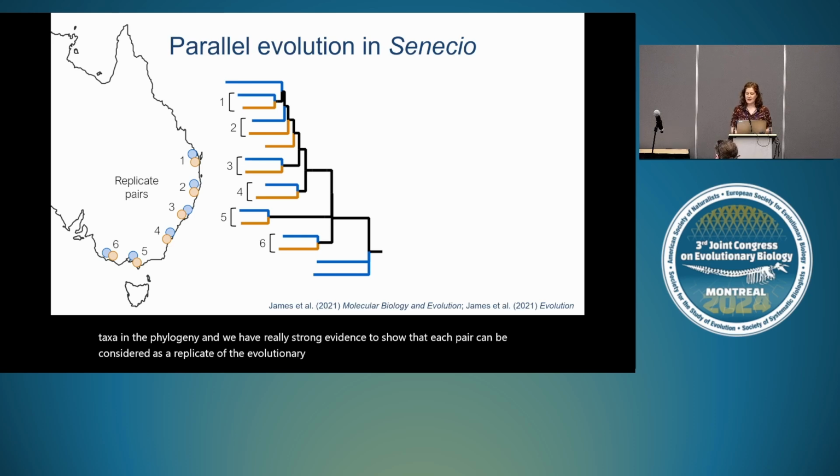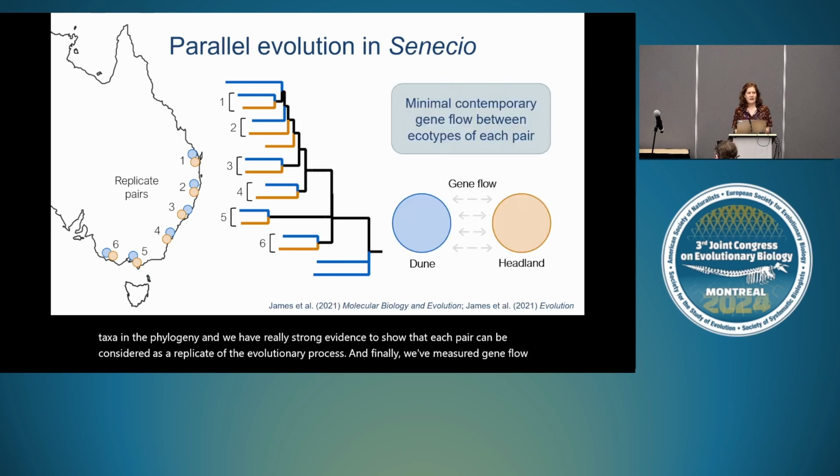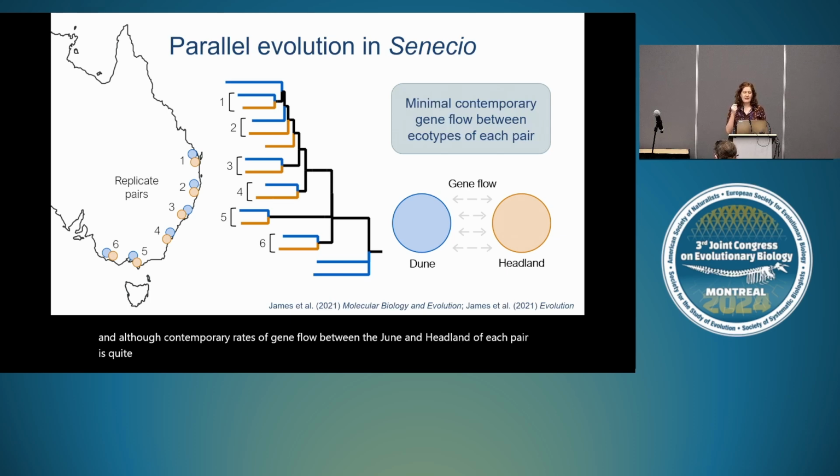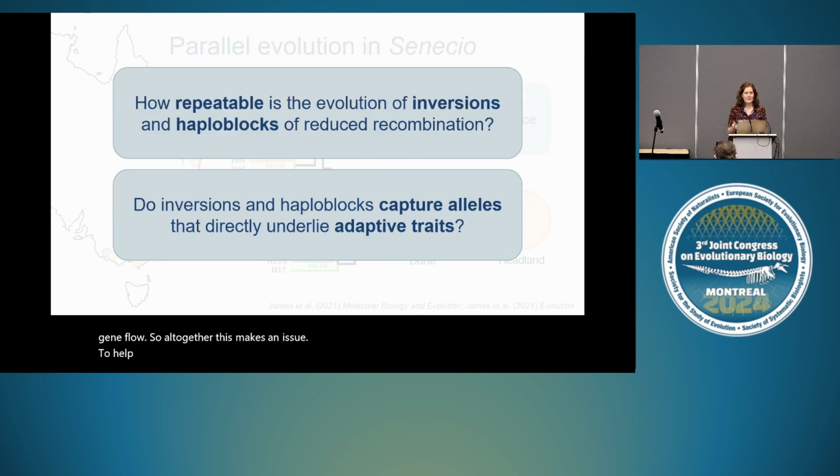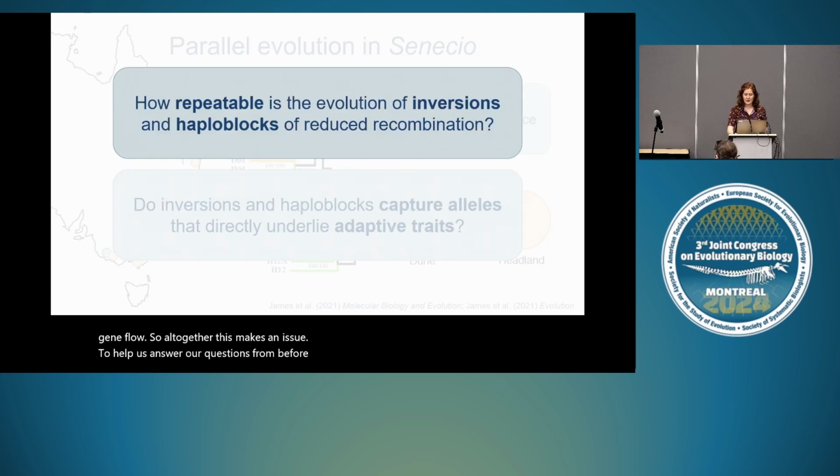And finally, we've measured gene flow, and although contemporary rates of gene flow between the dune and headland of each pair is quite low, it is likely that early ecotypic divergence occurred in the presence of gene flow. So altogether, this makes Senecio ideal to help us answer our questions from before. So let me start with the first question.